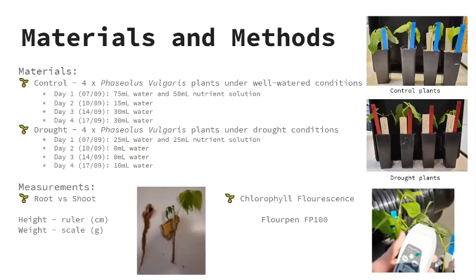The experiment was conducted using 8 bean plants. 4 were used as a control under well-watered conditions, as listed under the control, and 4 were under drought conditions and watered as displayed on the slide. Both plants were given nutrient solution on the first day. The plants were kept in the same greenhouse for the duration of the experiment to keep all other environmental factors, including humidity and carbon dioxide concentrations, constant between both plants.